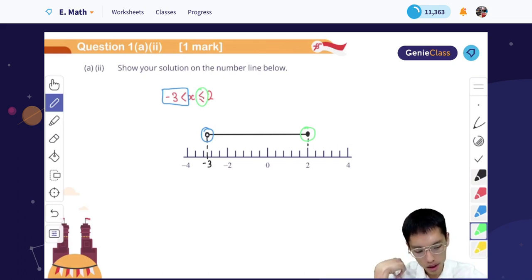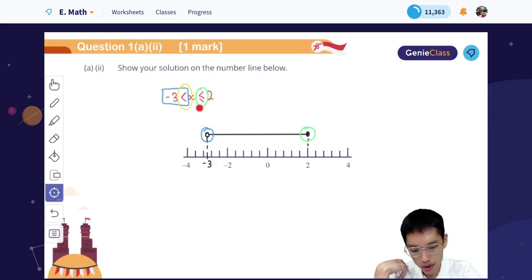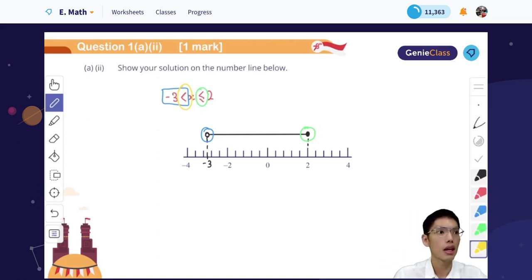So therefore, in this case, strict inequality, hollow dot; not strict inequality, in this case, solid dot. Something to take note of over here. Okay, so this all should be fine. Okay, let's move on.